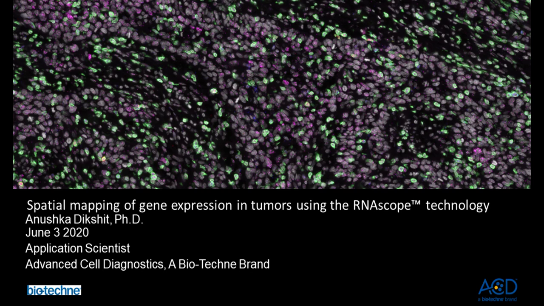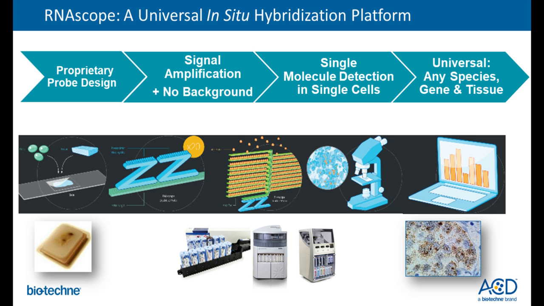I'll be talking about the role of RNAscope in spatial mapping of gene expression in tumors. For those of you who are not familiar with our technology, RNAscope is an in situ hybridization technique that was specifically designed to overcome some of the traditional limitations of an ISH assay while still providing very high specificity and sensitivity of detection.